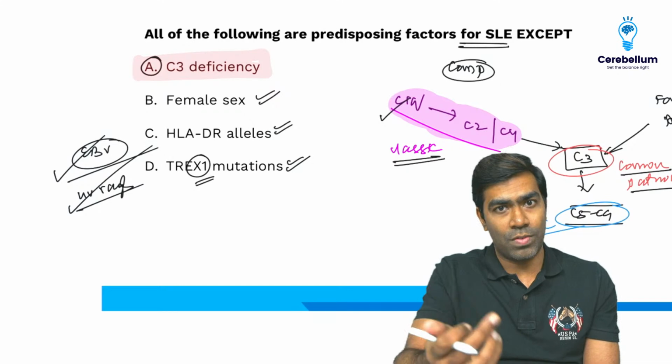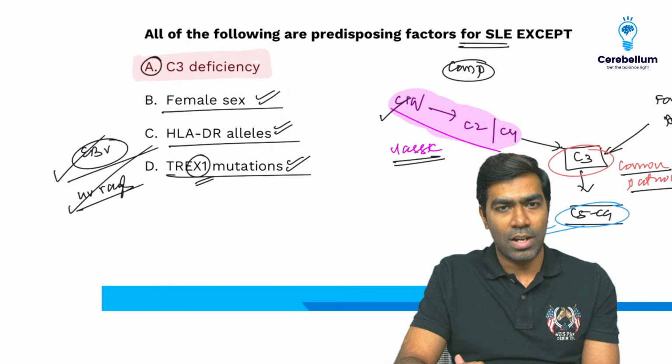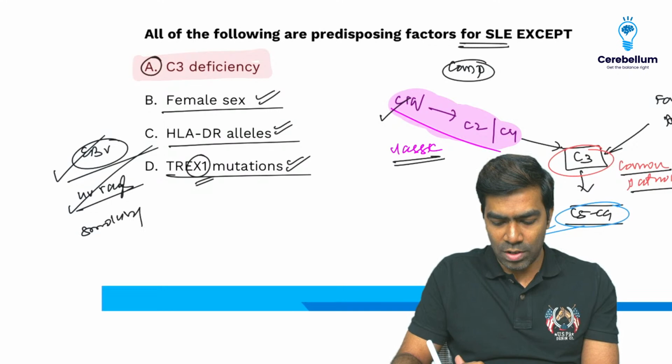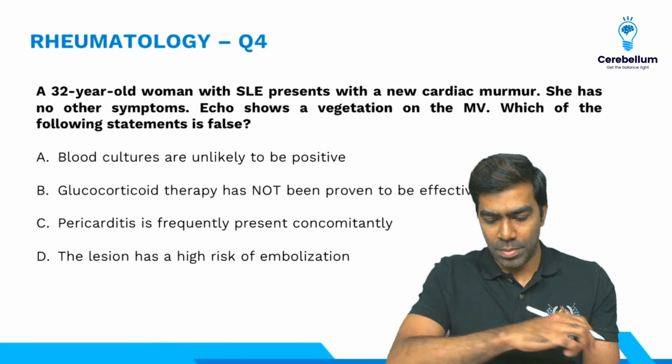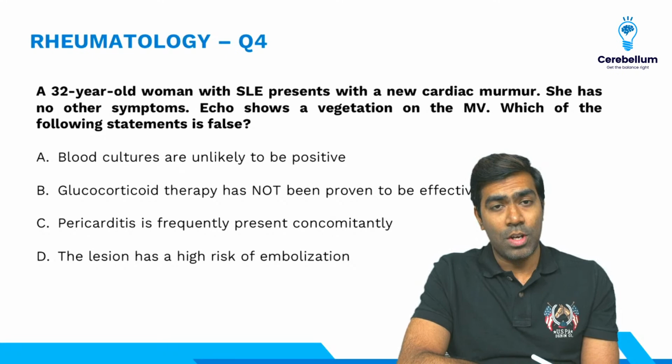Female sex, yes, some HLA-DR alleles, yes, TREX1 mutations, yes, all of these things. Even smoking has been mentioned as a risk factor for development of SLE. All of this have been a risk factor for development of SLE, except in this case, it's C3 deficiency. That's the right answer, option A. Coming to the next question, they're going to answer, yes, even silica has been proposed. Correct. So what about question 4?